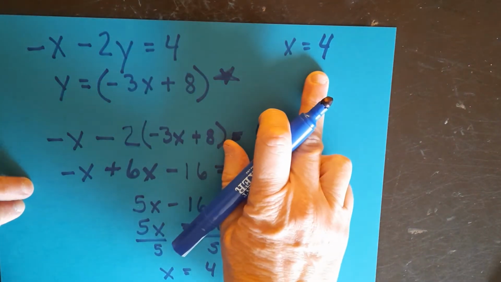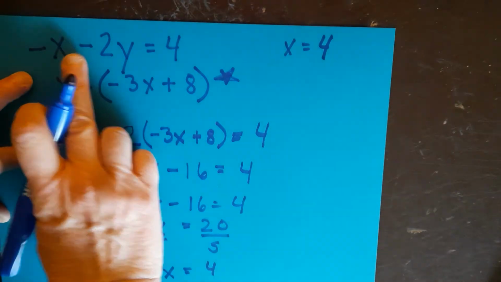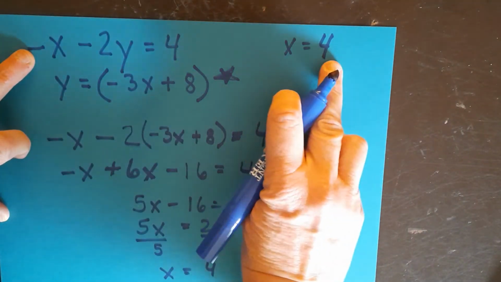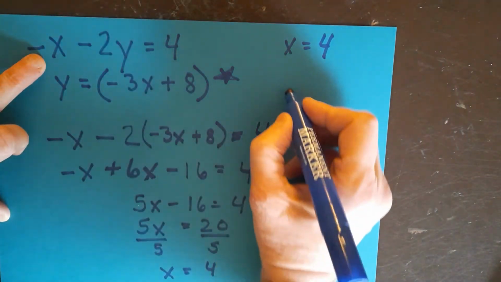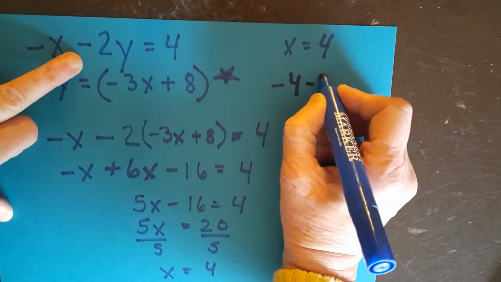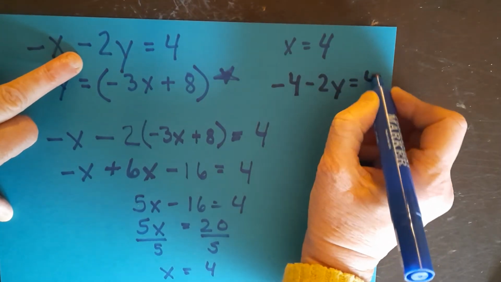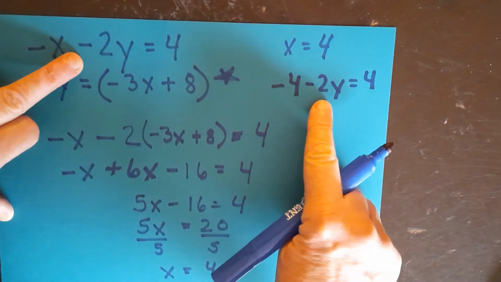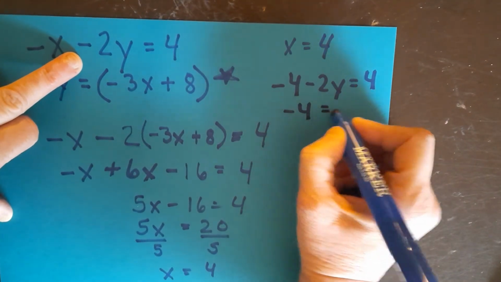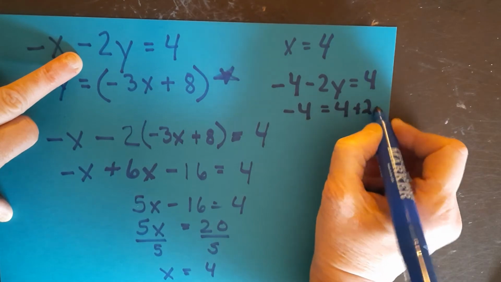If we know that x equals 4, then we can figure out what y is by putting 4 in for x. So we're going to put 4 in right here. So that would become, instead of negative x, it becomes negative 4 minus 2y equals 4. If we add 2y to each side, we get negative 4 equals 4 plus 2y.